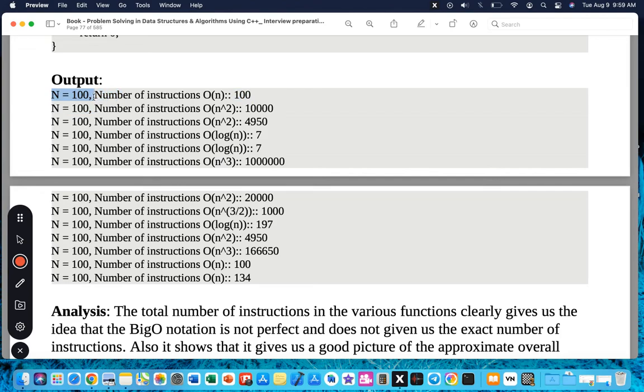So if n equals 100, the number of instructions is 110,000, 4,957, is that a million? Yeah, it's a million. 20,000, 1,000, 197, 4,950, similar to that. So the execution of the third one is similar to the execution of, I think, the 10th one. And here we have 166,650 and 100 and 134.